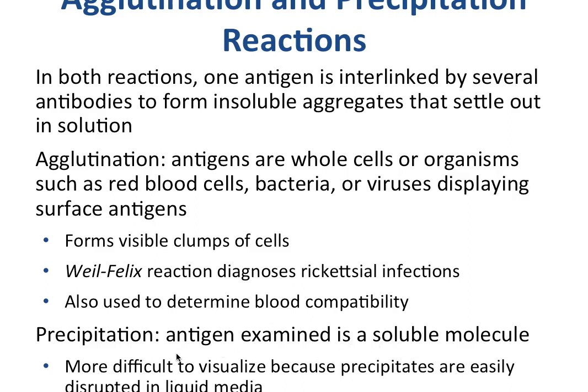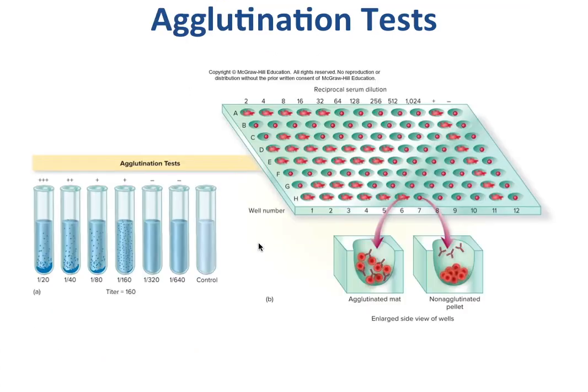Precipitation. If the antigen is a soluble molecule, the precipitation is more difficult to visualize because it can be disturbed by the liquid media. So probably we can use the microscope to visualize it carefully.